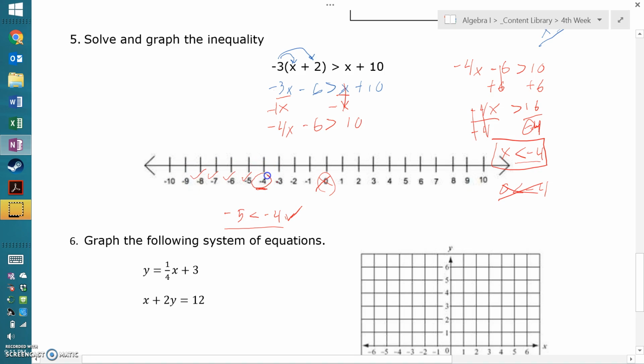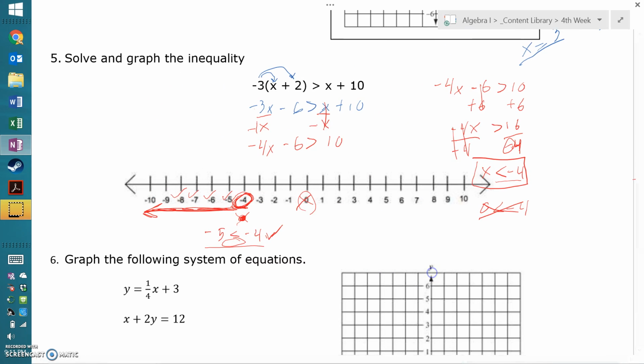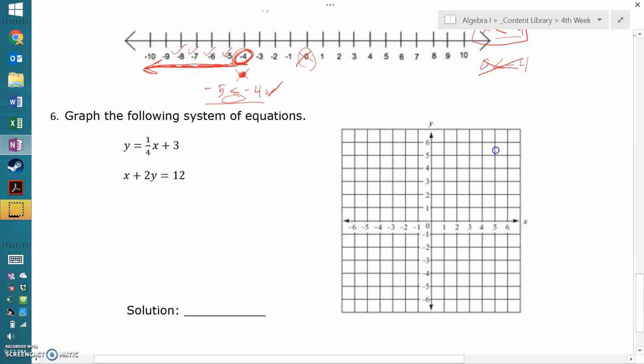Starting from -4, I'm circling -4. I'm not going to use a solid dot because this is not equal to. From negative 4, all the less than values are in that direction. So that's how I'm going to draw this line. We're going to give you a question exactly like this on your test tomorrow.